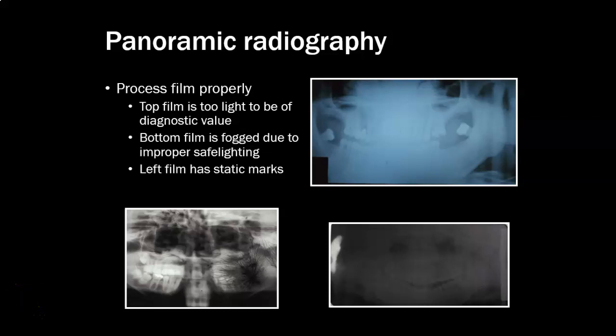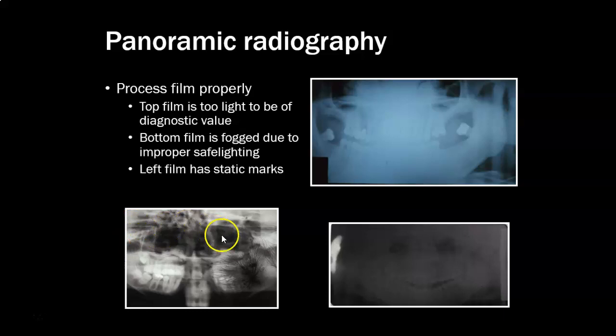Okay, and then if you do not have a digital Pano machine and you have to process it, these are some processing errors. The top film is too light to be of diagnostic value. So this one got exposed to, either the film was bad or the film was old, or something happened there. The bottom film is fogged due to improper safe lighting. Again, it's a lighting issue, probably in the dark room. Maybe it got overexposed or something.